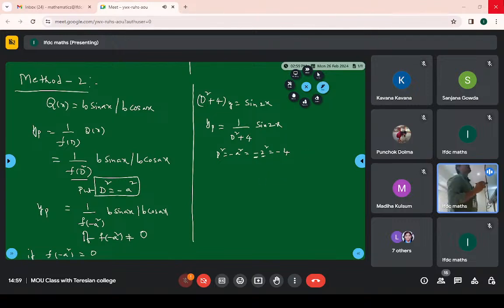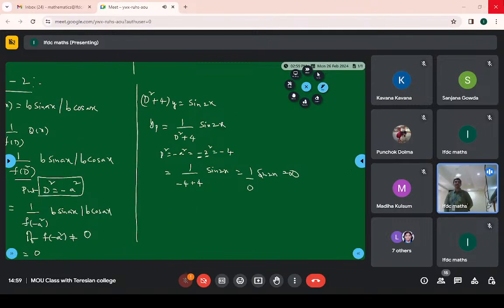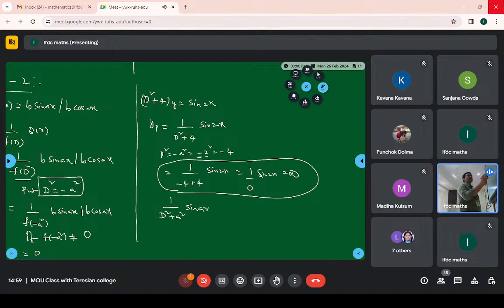So then if I substitute now, what will come here? 1 by minus 4 plus 4 gets cancelled into sine 2x. 1 by 0 into sine 2x, which is something by 0, infinity. It is coming. This is a case of failure. Then whenever the case is failure, what is the formula? Just now I told you two formulas, which are very, very important and simple. 1 by d square plus a square into sine ax is equal to minus x by 2a into cos ax.